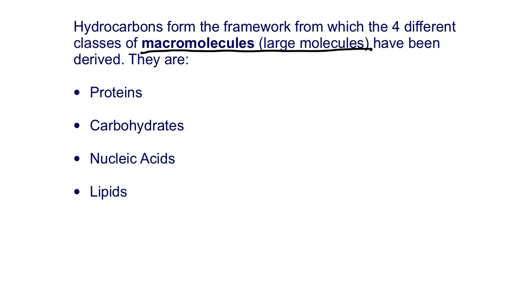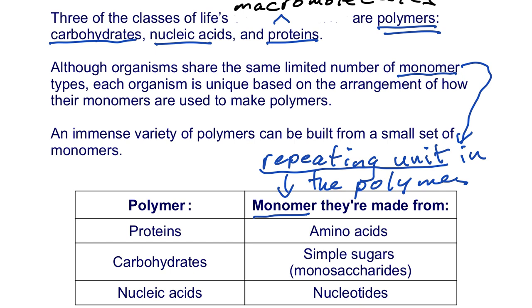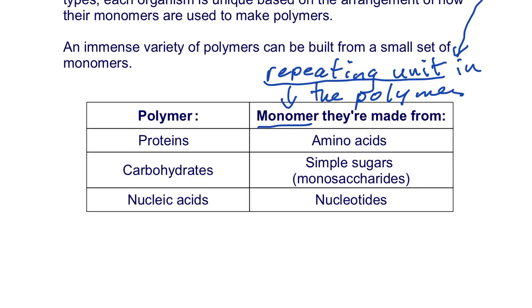Okay, these macromolecules aren't hydrocarbons because they have other elements besides carbon and hydrogen, but they're mostly composed of carbon and hydrogen. So hydrocarbons with other elements added form these macromolecules. If the macromolecule has a repeating subunit, it is called a polymer. And the repeating subunit is called a monomer. So proteins are polymers with the repeating subunit, the monomer, being amino acids.